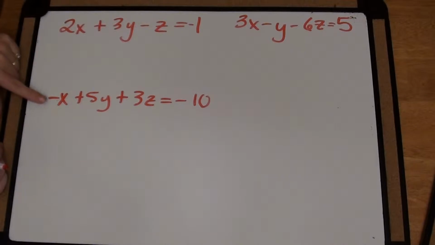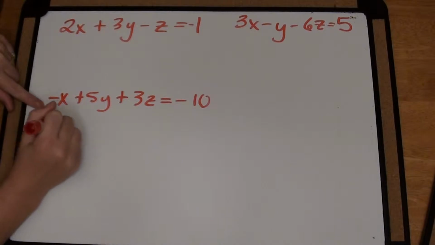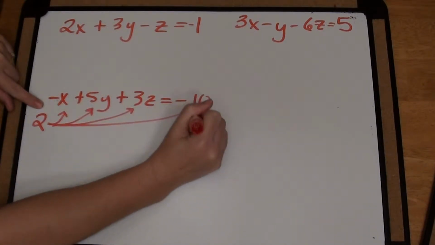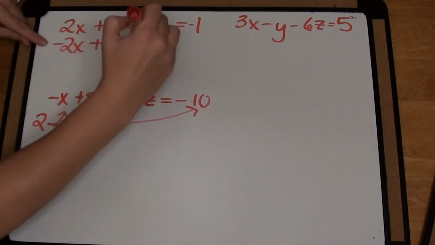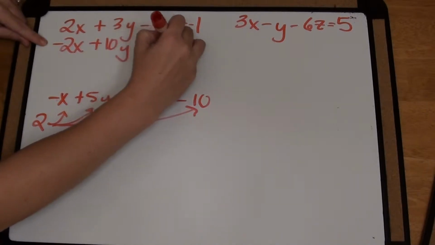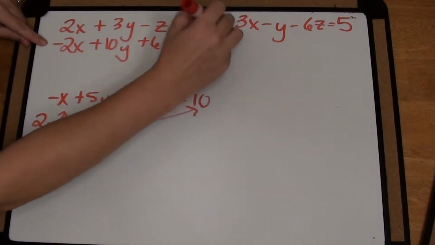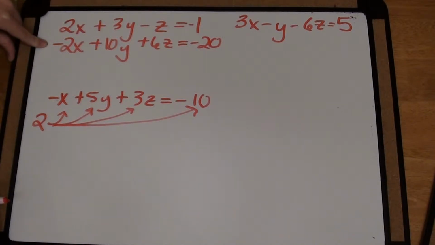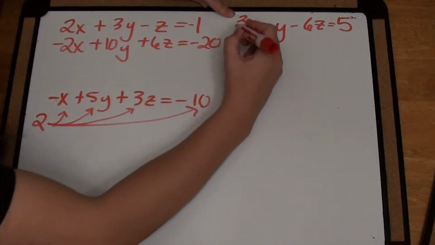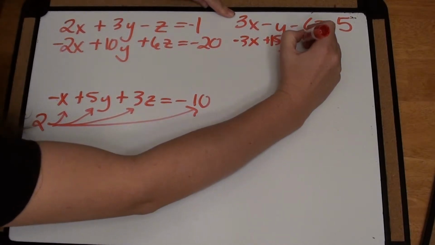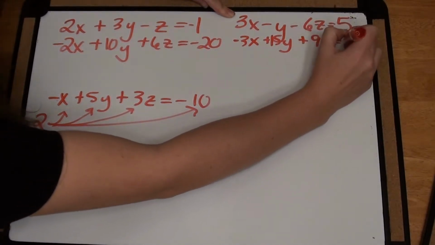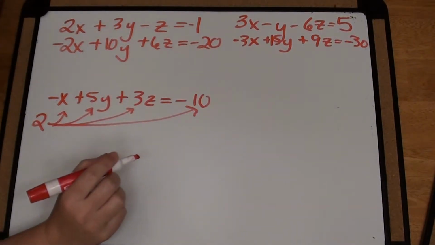So when I want to use this equation to cancel a variable here, I'm going to go ahead and cancel x's. So I want to multiply this whole thing by 2, every piece of it by 2. And that would give me negative 2x plus 10y plus 6z equals negative 20. So that's what I would do there. And then over here, I would multiply by 3, so I could match the 3. We get negative 3x plus 15y plus 9z equals negative 30. So that's what I'm going to do there.